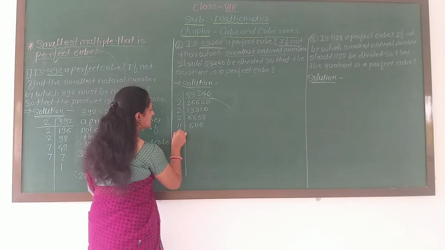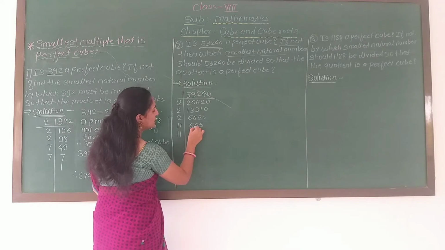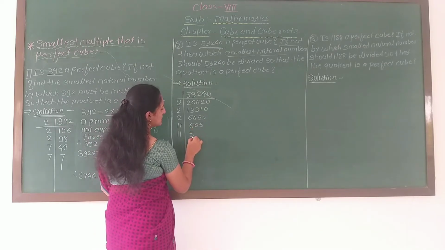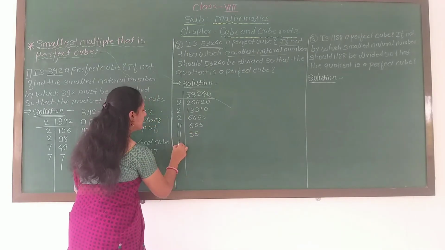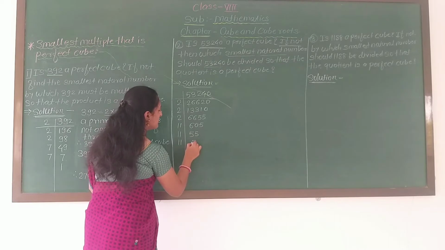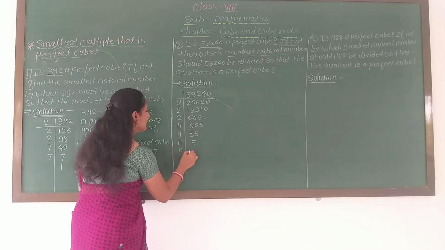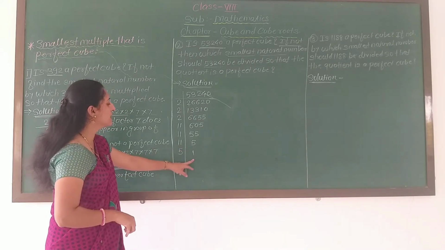Again this number is divisible by 11. 11 5s are 55. Again 55 is divisible by 11. 11 5s are 55. Now this 5 is divisible by 5. 5 1s are 5.